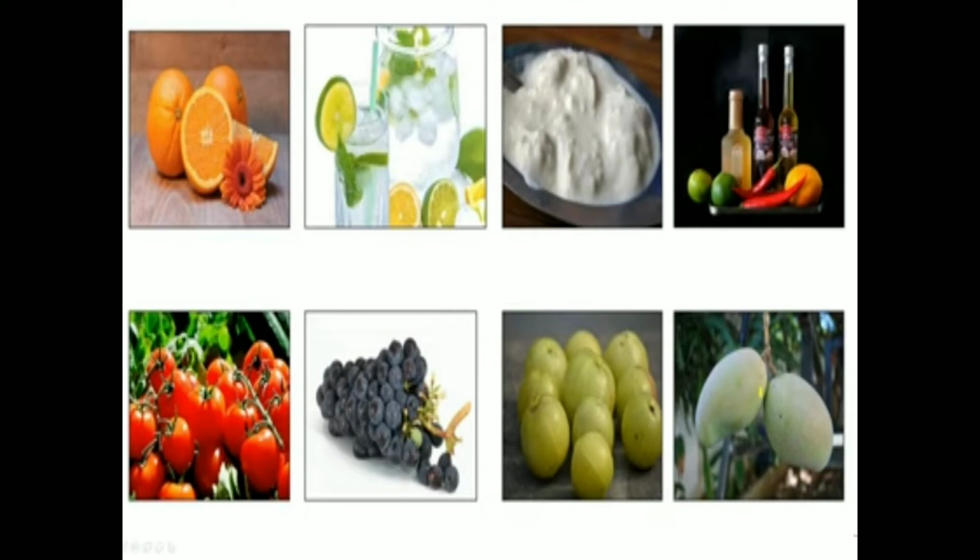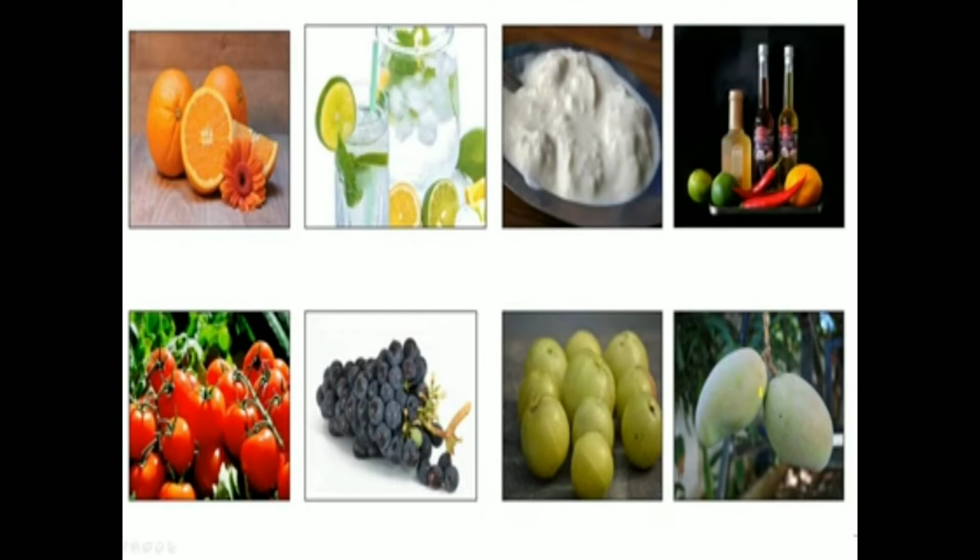The soaps which we use for washing clothes or for cleaning utensils all contain a base. They are also basic in nature. Soap and bleach are basic in nature. Among all the things commonly used in our daily life, a lot of them contain neither acid nor base.